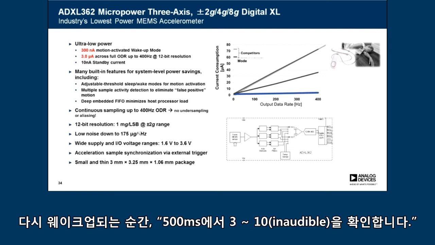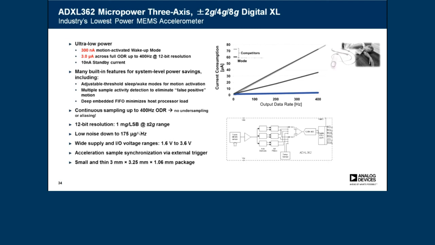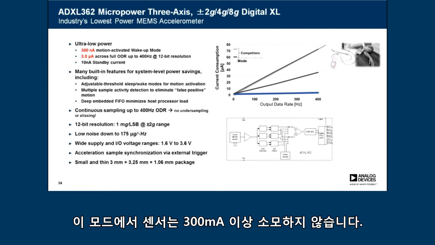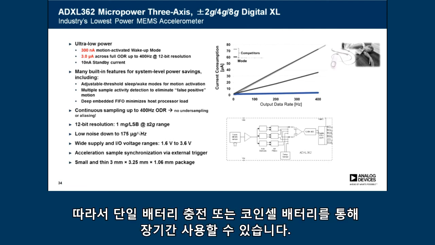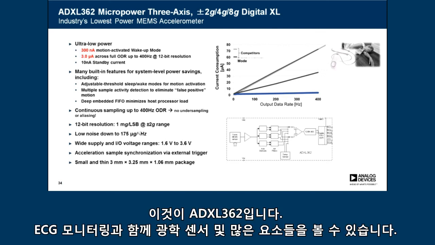And the moment it wakes up again, it says, oh, I've seen 300 milli-g at 500 milliseconds. Then it can generate an interrupt to wake up your overall processor and application. In this mode, this sensor is not consuming more than 300 nanoamps. So we can use that for a long period of time from a single battery charge or from a coin cell battery. So that's the ADXL362.